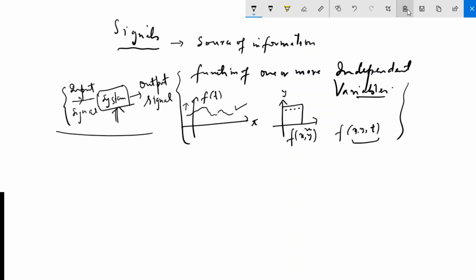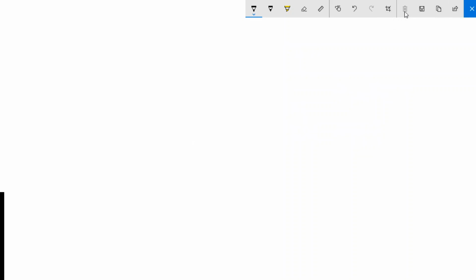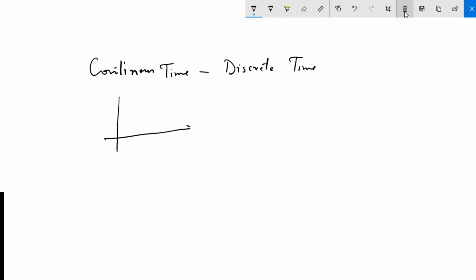The two major classifications in the signal theory that are important for this course are continuous time and discrete time signals. When you say continuous time, it means the independent variable, that is t, is continuous in nature. So you can have the signal information at any instant of time that you desire.